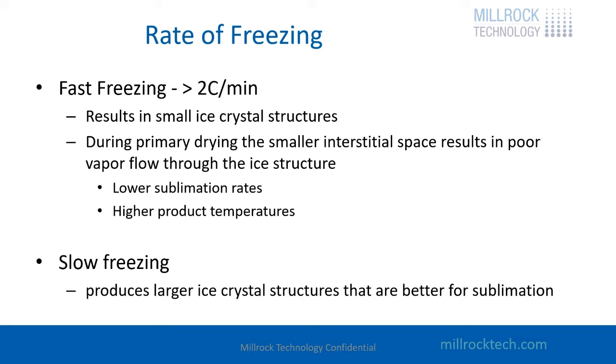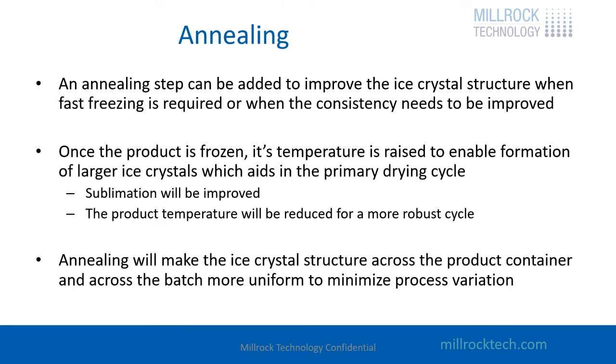Slow freezing, on the other hand, we'll consider that anything 2 degrees C per minute or less, produces larger ice crystal structures that are better for sublimation. So it's important to understand and control that freezing process. There's an ability in your freezing process to actually overcome any process variation, and that's called annealing.